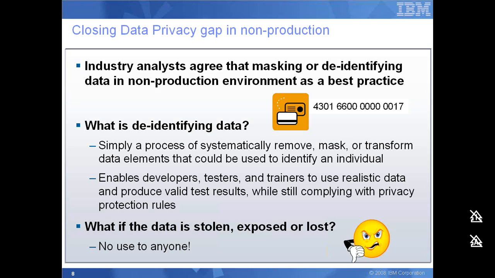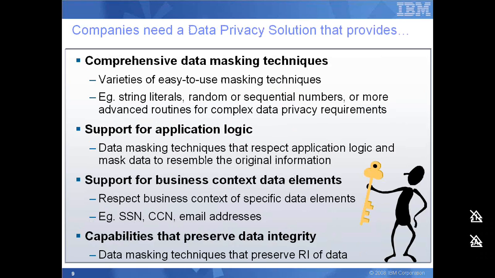So companies need data privacy solutions that provide comprehensive data masking techniques, support for application logic, support for business context data elements, and capabilities that preserve data integrity. Enterprises have the option of doing it manually using their own custom code, or they can go for an industry standard data privacy solution like IBM Optim, which has all these features of comprehensive data masking techniques, support for application logic, support for business context data elements, and capabilities to preserve data integrity. You will see what exactly these mean in the next few slides.